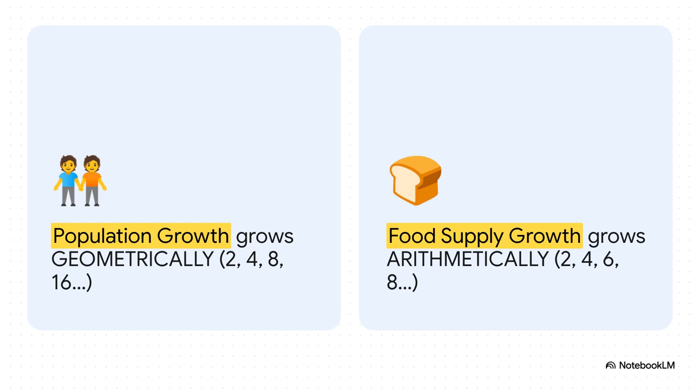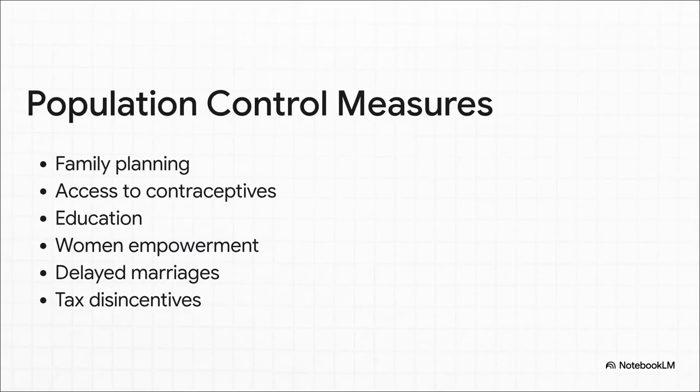It goes 2, then 4, 8, 16, it just doubles and doubles. But our food supply, that only grows arithmetically. 2, 4, 6, 8, it just adds a little at a time. He predicted that eventually there'd be way more people than food and it would all end in disaster. Now, Malthus couldn't have possibly predicted things like the Green Revolution in farming or modern medicine and family planning.